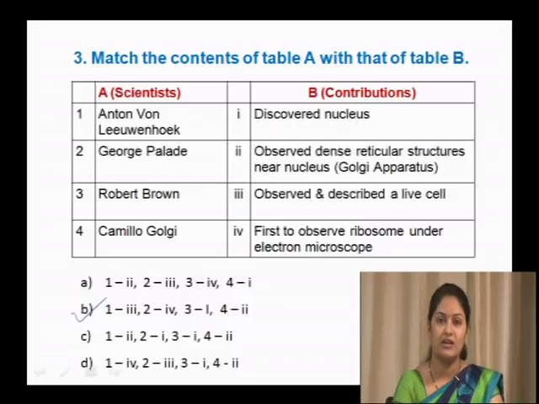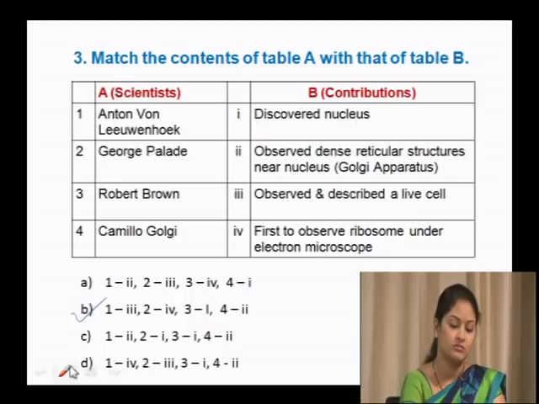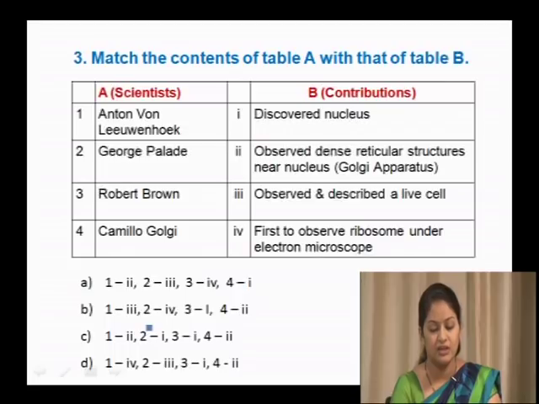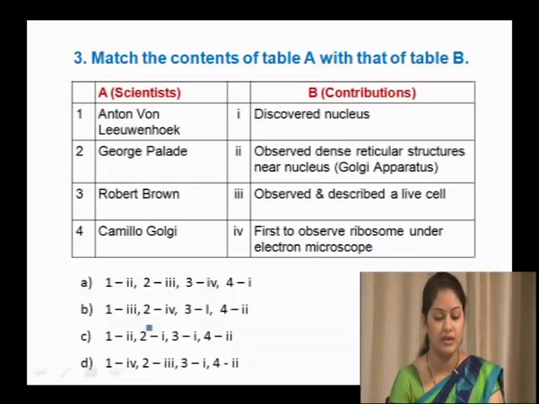So the options are mentioned below. So what you can observe here is there are 4 options. The options run like this. Option A: 1-2, 2-3, 3-4, 4-1, and options B, C, D are running in the same way. So let us try to understand the contributions of every scientist there.